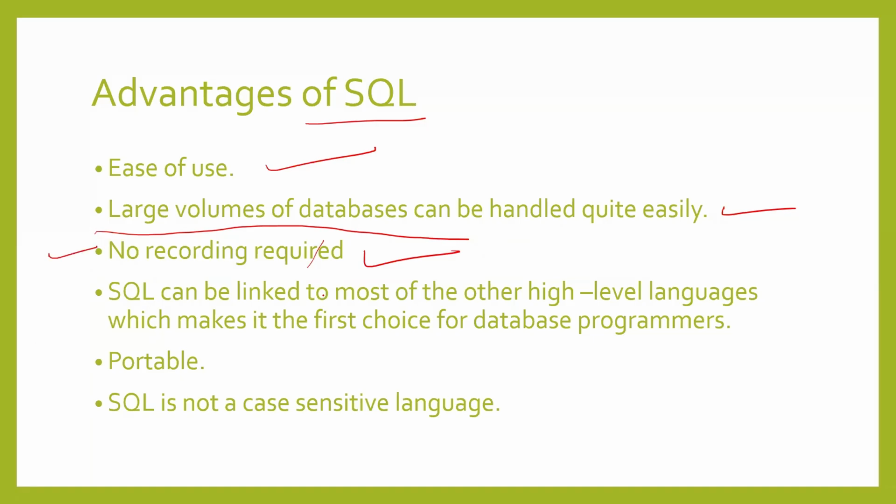And SQL can be linked to most of the other high-level languages. What do you mean by high-level languages? Programming languages like C, C++, Java, Python. These are examples of high-level languages. So this can be linked to most of the other high-level languages, which makes it the first choice for database programmers. And it is portable. Portable means it is compatible. That is the exact definition of portable. It is compatible with other database programs like MS Access, IBM, MySQL, MS SQL Server. These are other database management systems.